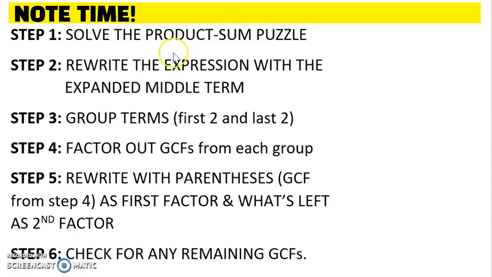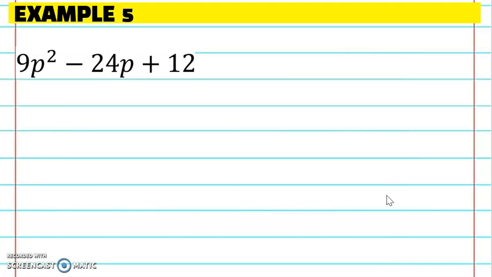Here's your quick review. Remember product sum, so we can split that middle term, because once we have four terms, we can break it into two binomials, and then we factor, and then we factor again, right? So it's all about the factoring process, and you want to be pro at that. Let's look at two more examples.